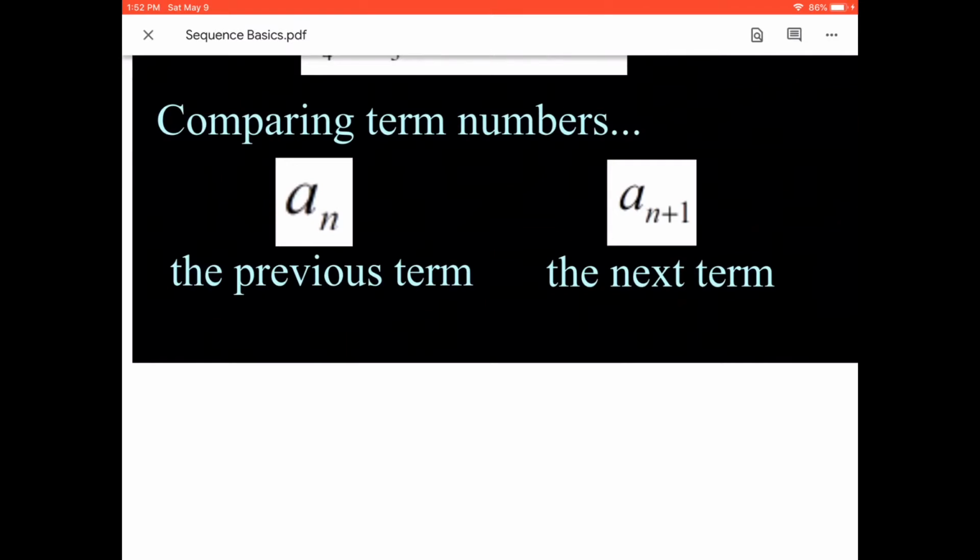So we just need to take a look at how we determine term numbers, comparing term numbers. So a sub n and a sub n plus 1. If we compare those term numbers, the subscripts, the n and the n plus 1, n plus 1 is bigger. So since n plus 1 is bigger, the bigger term number, a sub n plus 1, is going to represent the next term, and a sub n, since n was smaller than n plus 1, is representing the previous term.